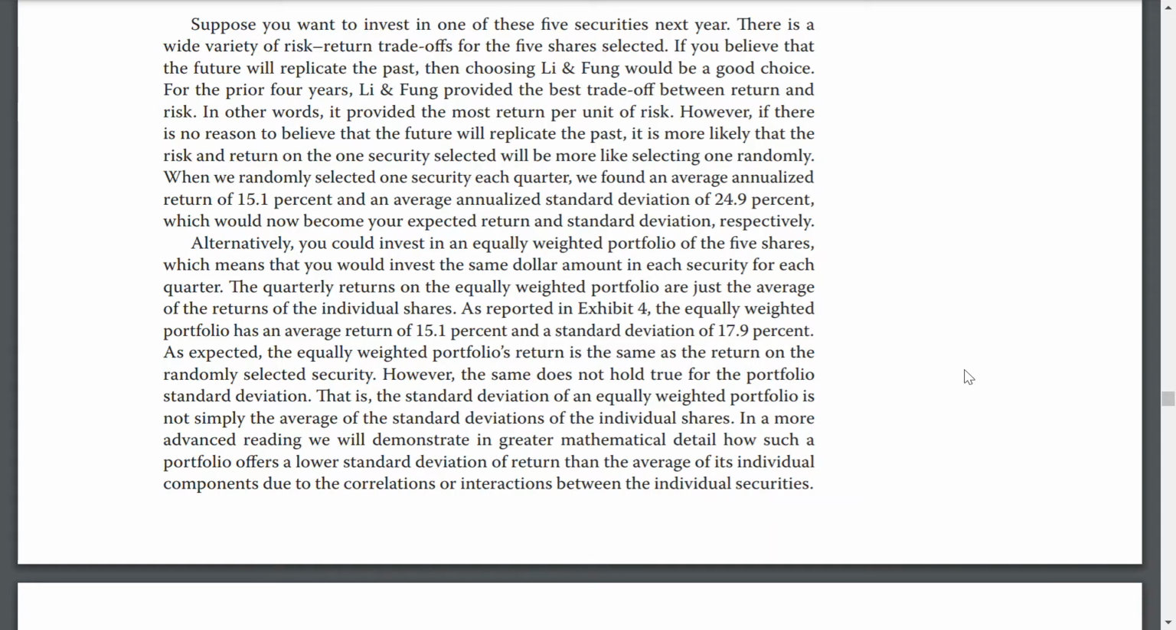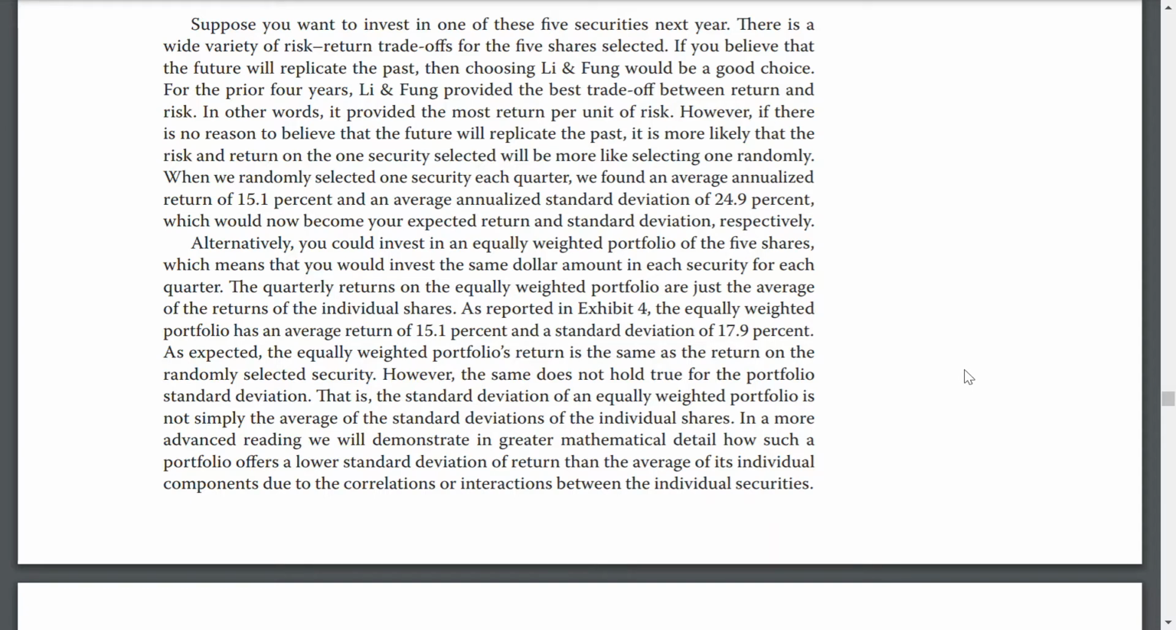If you believe that the future will replicate the past, then choosing Lie and Phone will be a good choice. For the prior 4 years, Lie and Phone provided the best trade-off between return and risk. In other words, it provided the most return per unit of risk. However, if there is no reason to believe that the future will replicate the past, it is most likely that the risk and return on the one security selected will be more like selecting one randomly.